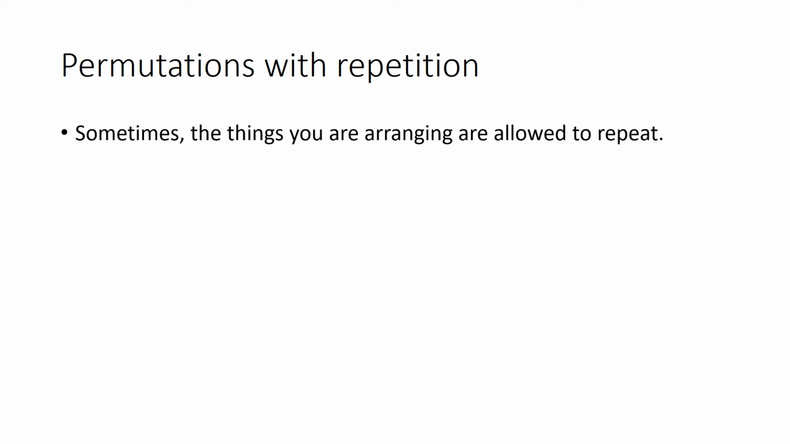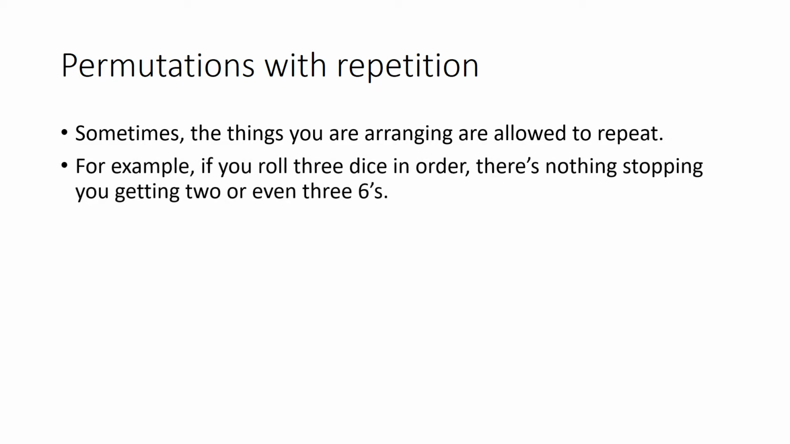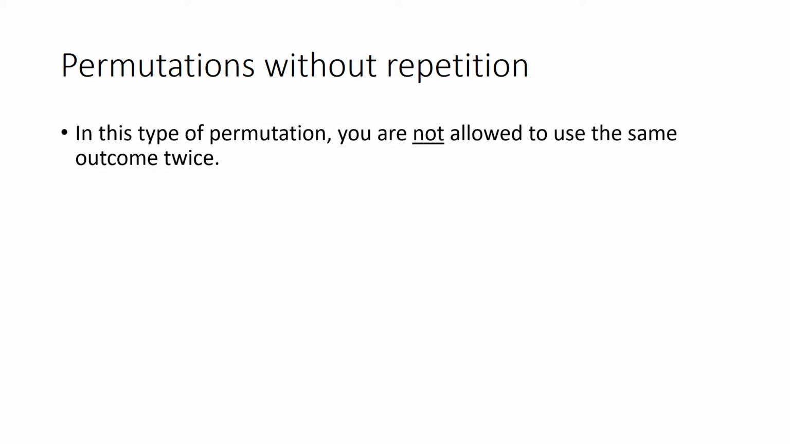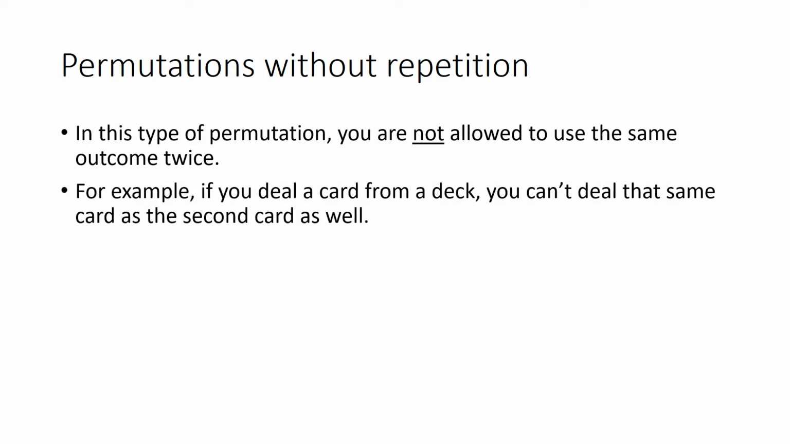So sometimes the things you're arranging are allowed to repeat. Oh, here's the actual example. I've just done that. 6 possibilities on a dice, 3 dice, 216 possible permutations. But with permutations without repetition, you're not allowed to use the same outcome twice. Dice isn't a good example. Then maybe cards from a deck.